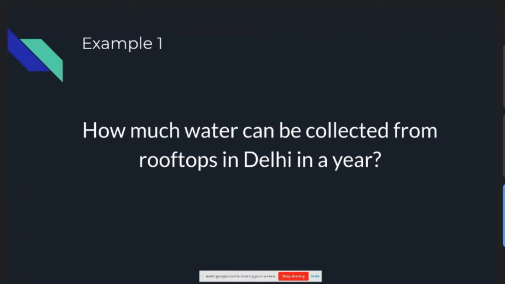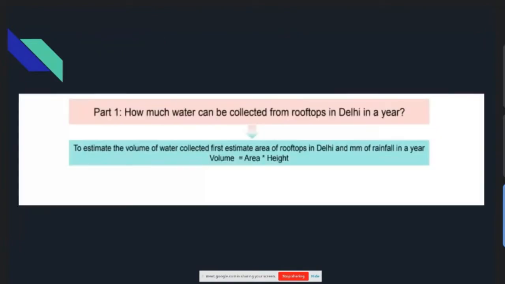In case you have some doubts, for example, this is a crystal clear question, but here also you can ask rooftops of which kind of houses or households do you want me to calculate? Because usually you can assume that there are poor houses in Delhi which do not have rooftops. So you can ask some clarifying questions to the interviewer before approaching. Next slide, please. So this is part one.